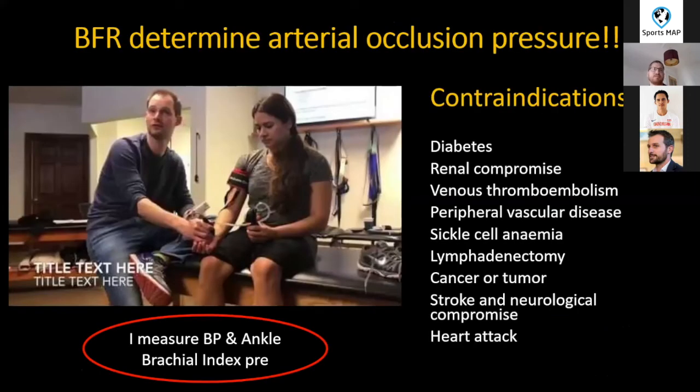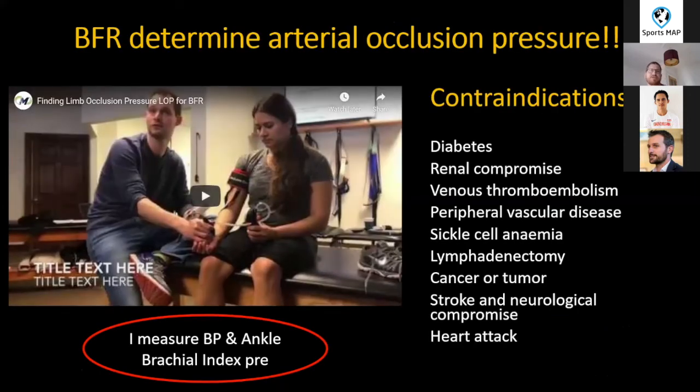So the main thing on blood flow restriction is we want to determine arterial occlusion pressure, also known as limb occlusion pressure. Before I apply it, I clear them of the contraindications on the right. And what I do is I measure their blood pressure and their ankle brachial index, which uses the same equipment for measuring arterial occlusion pressure.